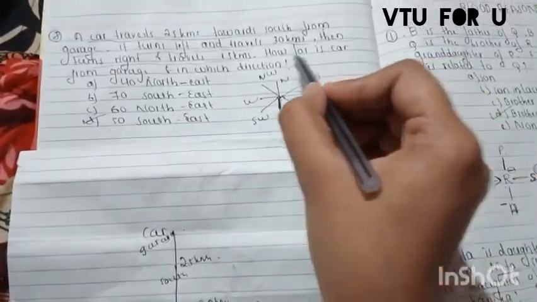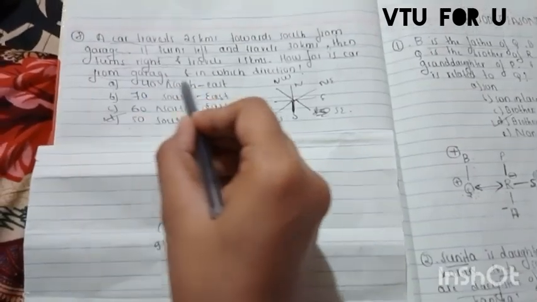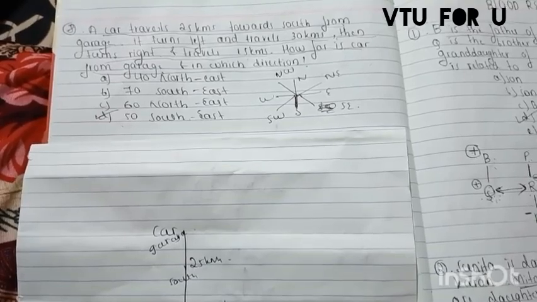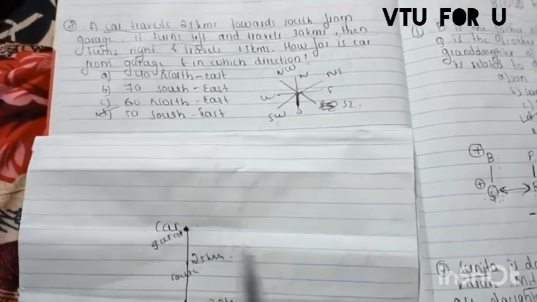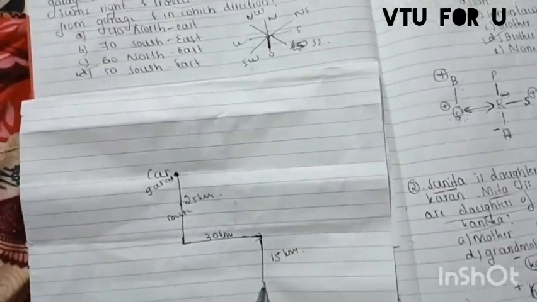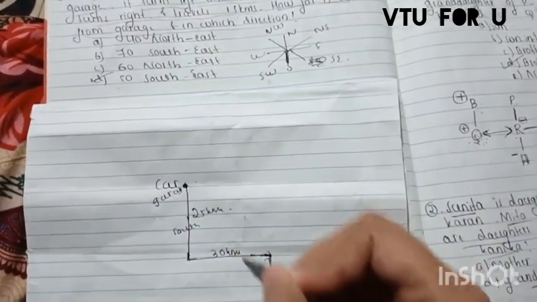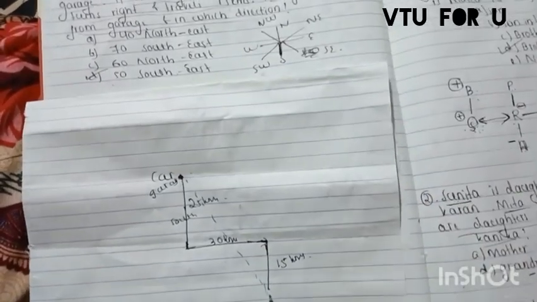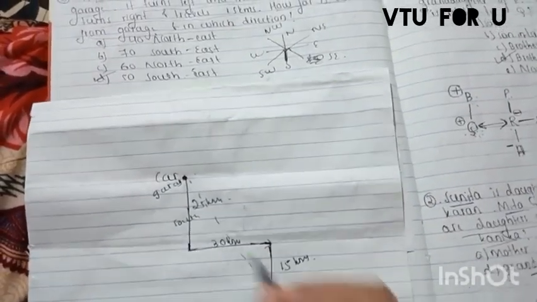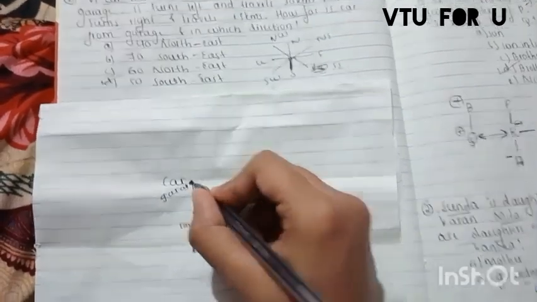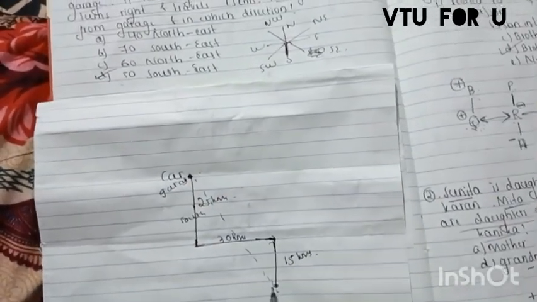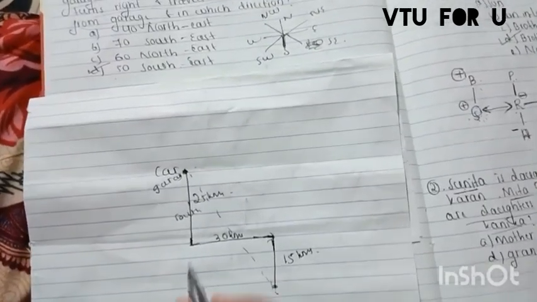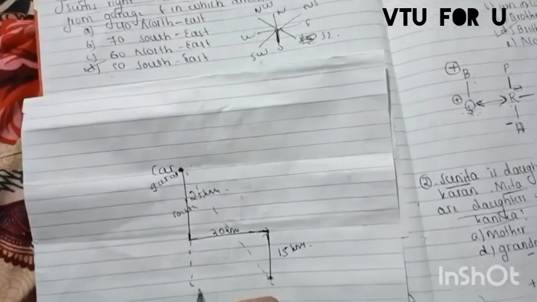Okay, then the next question is, how far is the car from the garage and in which direction? They are asking for both direction as well as distance. So the car goes from here to here, it has traveled the total distance, right? So just make a line there. The total distance from here to here is this much. We have to find this distance. To find this distance, use the hypotenuse rule by stretching a line here and this.